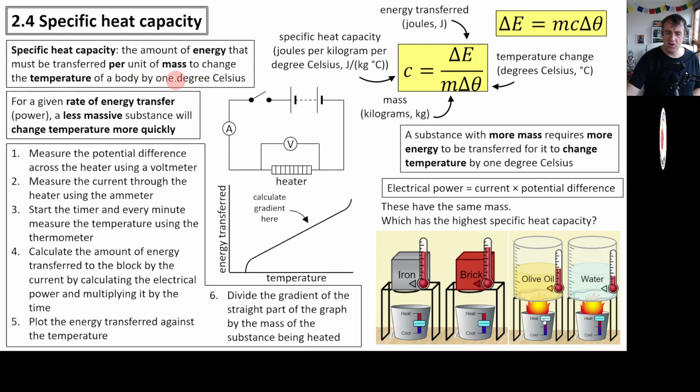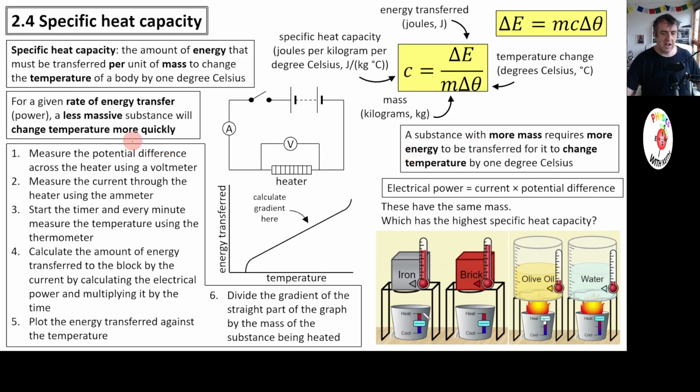Perhaps I should have, but per unit temperature would be better at the bottom, but it doesn't matter. Given rate of transfer of energy, so for a given power, a less massive substance changes temperature more quickly. Less massive means it contains less mass. So we've talked about that already. That's the same thing as what's going on down here.